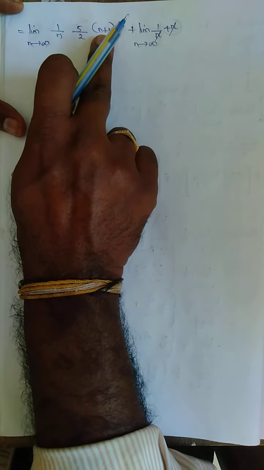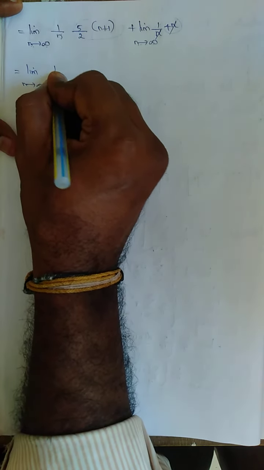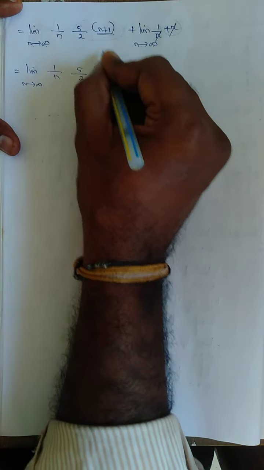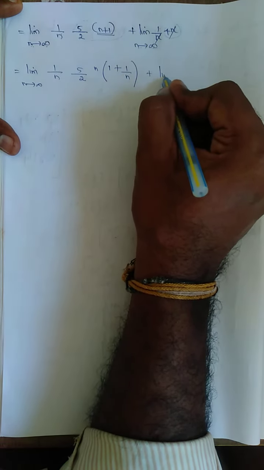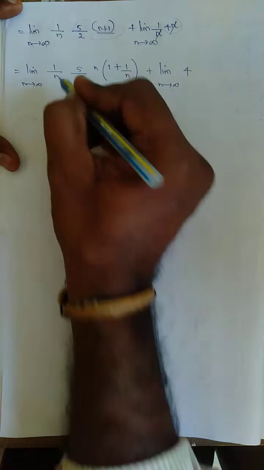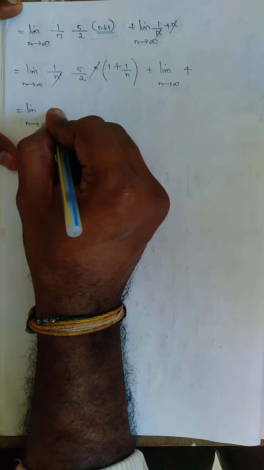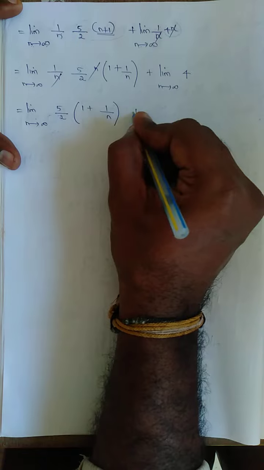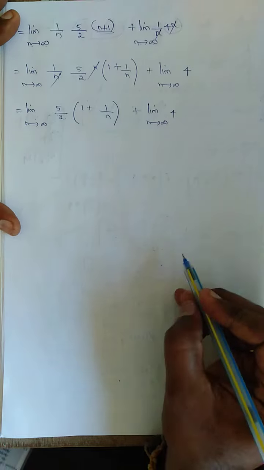So here I need to take n outside. That one I taught you. Limit n tends to infinity 1 by n, 5 by 2, take the limit outside. If I take the limit outside, the remaining is this n moved outside, 1 plus 1 by n, plus limit n tends to infinity, the remaining thing is nothing but 4. Now n and n can be cancelled. So limit n tends to infinity 5 by 2 into 1 plus 1 by n, plus limit n tends to infinity 4.